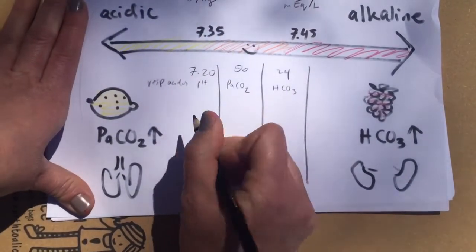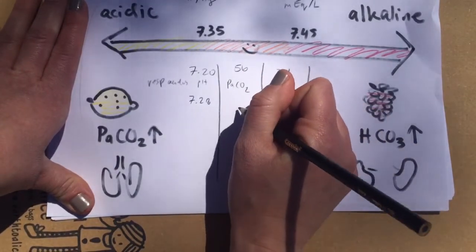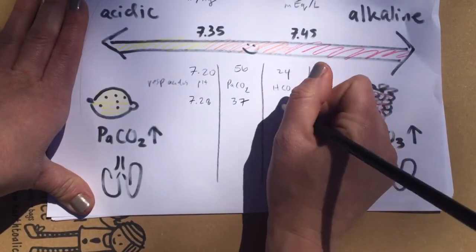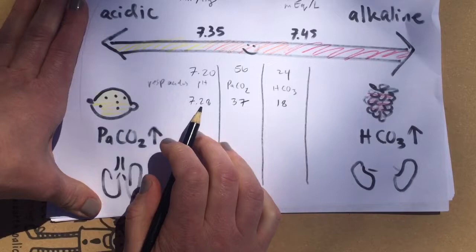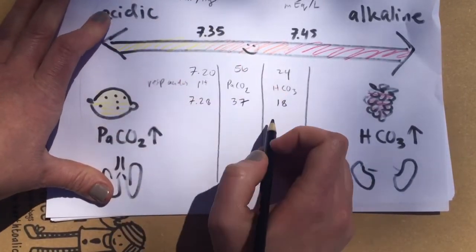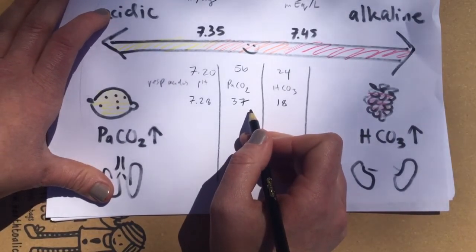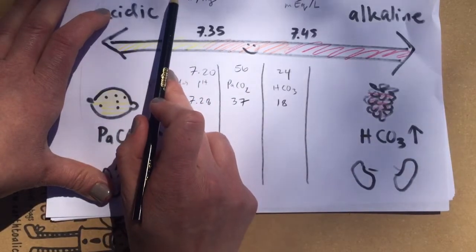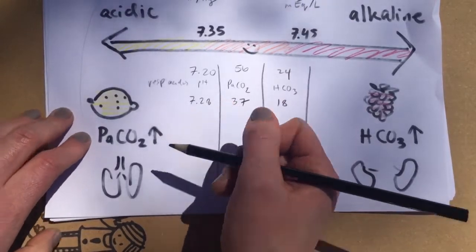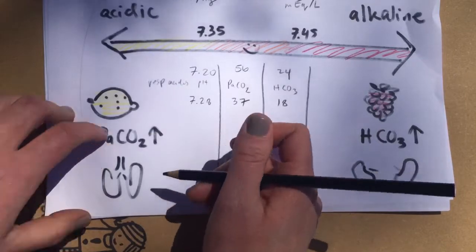Let's do another one. 7.28 pH. PaCO2, let's do 37. And then HCO3, how about 18? All right, so let's see. First, we look at our pH, 7.28. So again, we're going to be acidic. 37 is our PaCO2. We remember that it's 35 to 42 lemons. 37 would put us at normal. So even though we're acidic, we know it's not going to be respiratory acidosis because that's looking normal today.